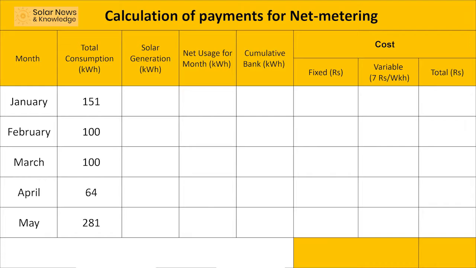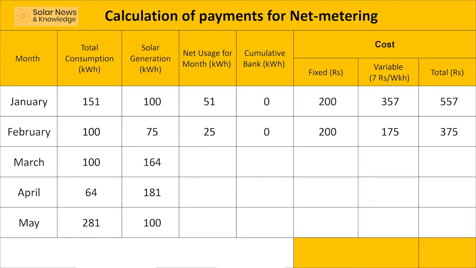For Ramesh, the solar generation for those 5 months is 100, 75, 164, 181 and 100. As a result, the net usage of the month will be 51. That is the difference between the total consumption and solar generation. The next month, February, is 25. In the month of March, the solar generation is more than the total consumption. So 164 is generation, 100 is consumption. So the net is minus 64, which tells that 64 units are exported to the grid.